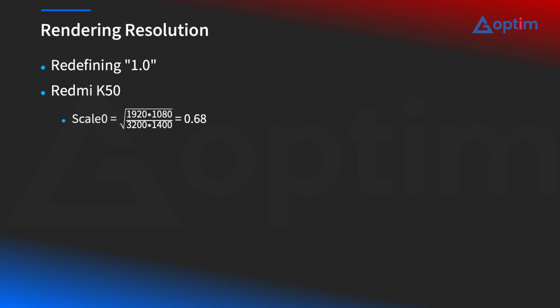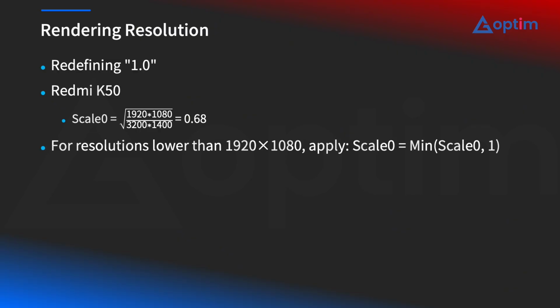Under this definition, we need to apply a scaling based on screen area. For example, the Redmi K50 has a resolution of 3200 by 1400, which is significantly higher than 1080p in total pixel count. In this case, if we still want the highest quality mode to align with a 1080p pixel budget, we need to scale render scale down accordingly, which is roughly around 0.68. There is also another case. Some devices have a screen area smaller than 1080p. In that situation, we should not upscale rendering blindly. Instead, we apply a clamp, taking the minimum between the computed scale and 1.0 to avoid unnecessary supersampling cost.